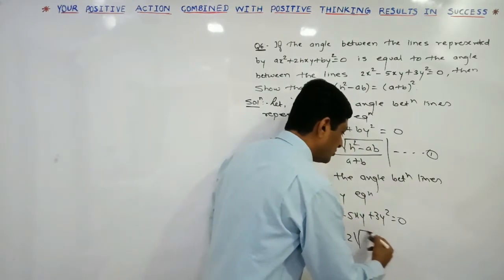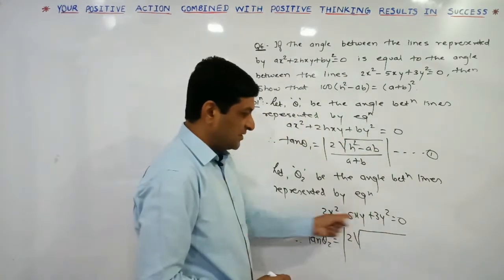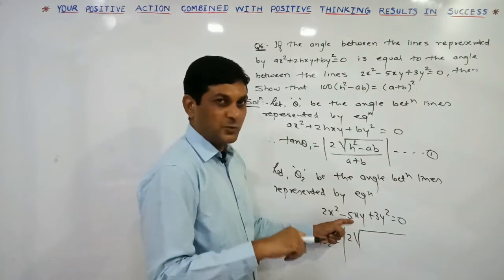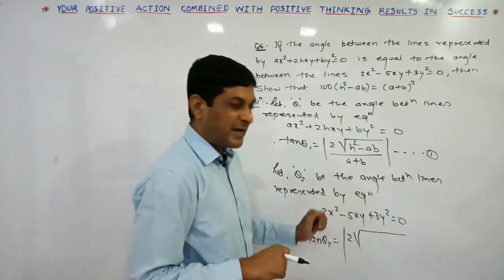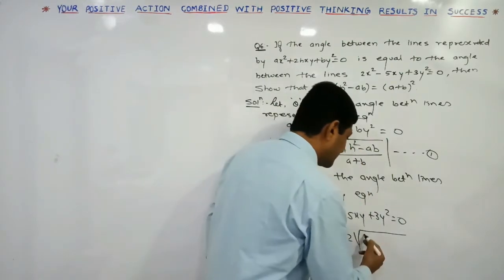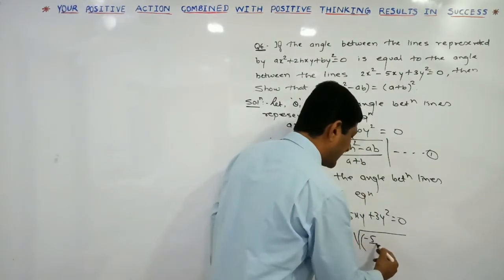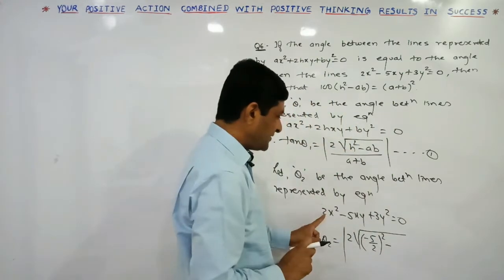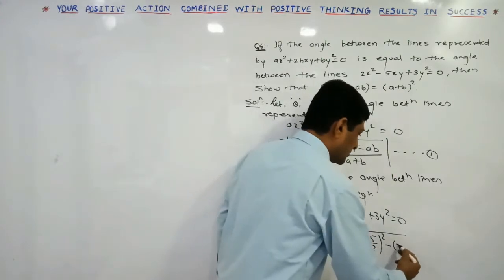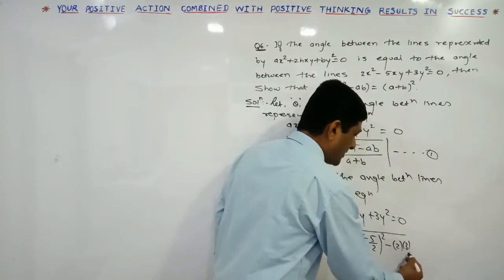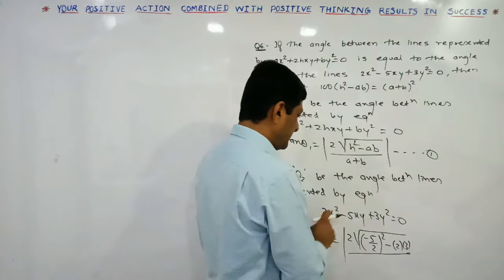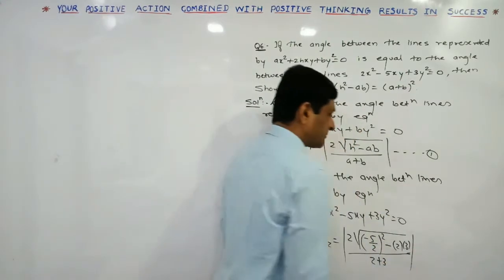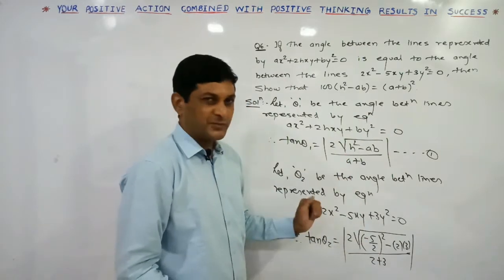2 under root h square. So observe this equation. From this equation we come to know that minus 5 is the value of 2h, means h is equal to what? Minus 5 by 2. So I am replacing h here by minus 5 by 2. Keep this whole bracket square as it is, minus a into b. A is 2, b is 3. So 2 into 3 upon what? A plus b. A plus b means 2 plus 3. So 2 plus 3. We have just substituted the values in this formula from this equation.